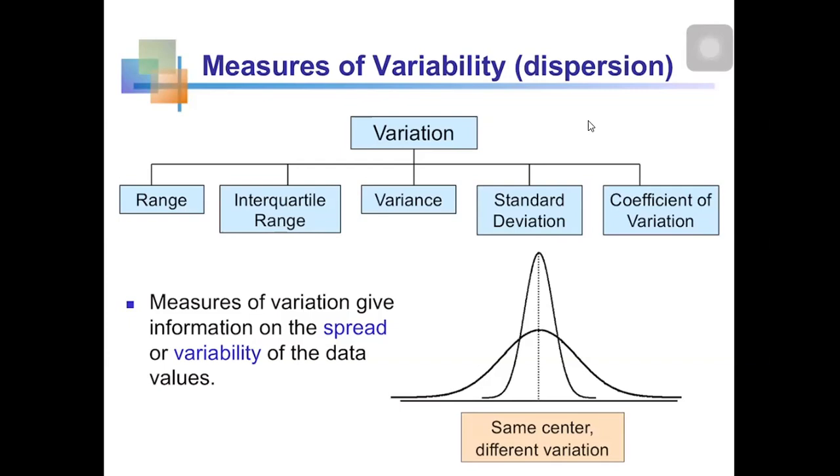Measure of variability, or we call it measure of dispersion. In this lecture, we will learn five new measures, which consist of range, interquartile range, variance, standard deviation, and coefficient of variation. So what is measure of variation? Measure of variation gives information on the spread or variability of the data values. In Bahasa Melayu, we know it as pengukuran data keteraboran. Okay, keteraboran data.